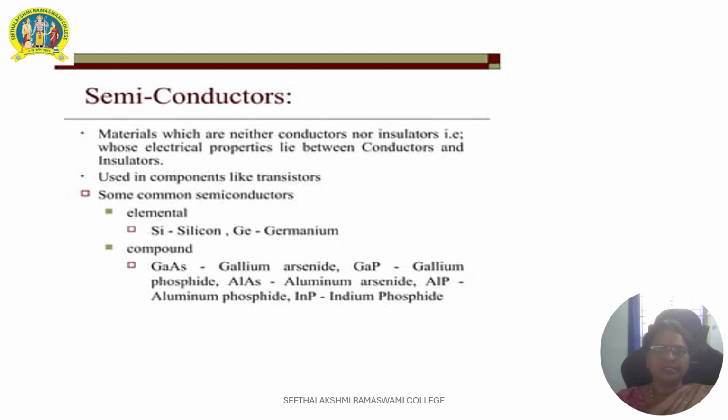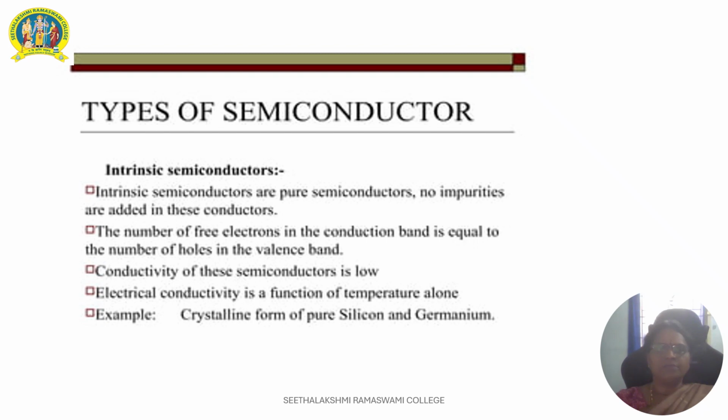Then semiconductors, materials which are neither conductors nor insulators, that is, whose electrical properties lie between conductors and insulators. That is used in components like transistors. Here, the semiconductors are given as silicon and germanium. Then types of semiconductors. We all know the semiconductors are classified into two: intrinsic semiconductors and extrinsic semiconductors.